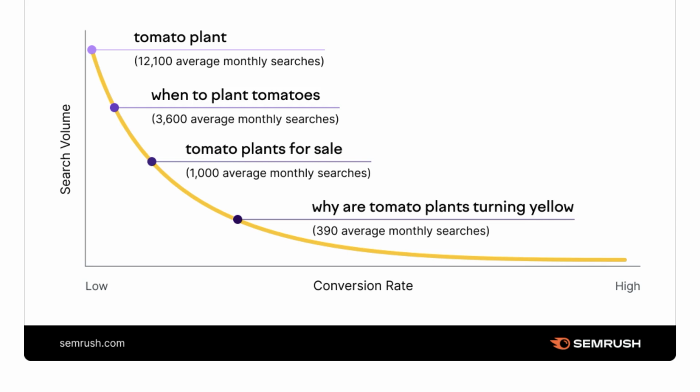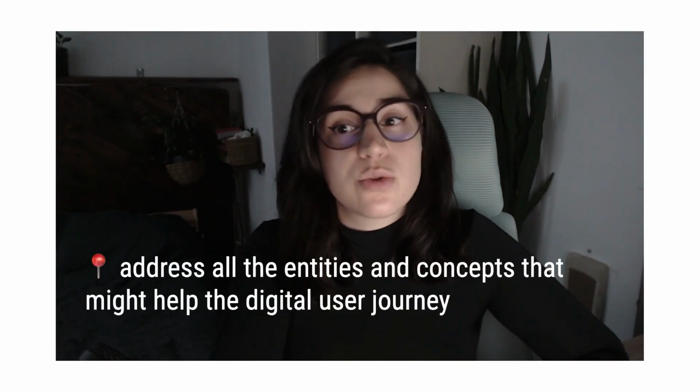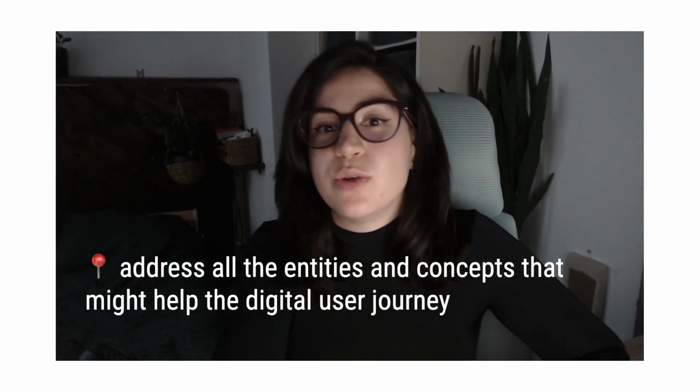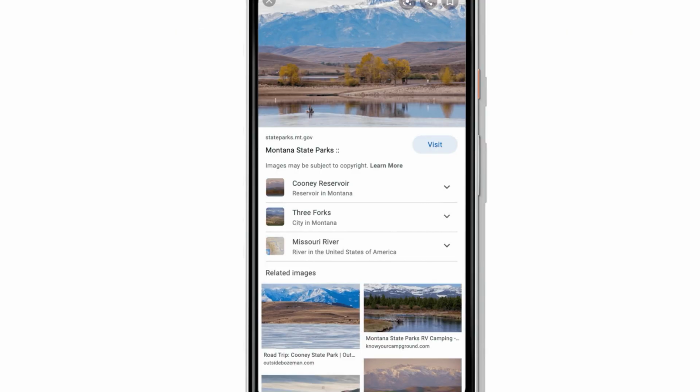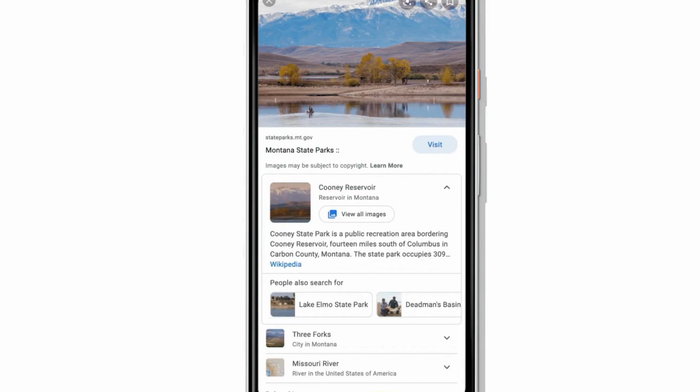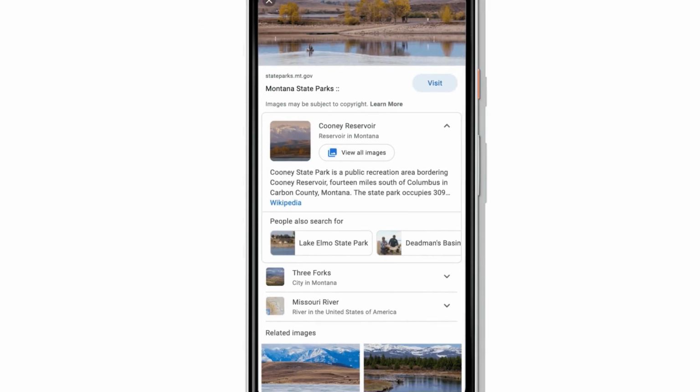As a small business owner, you might find greater success targeting longer niche keywords instead of competing for short, ambiguous queries with search volumes in the hundreds of thousands. Another tactic that you can use is to address all the entities and concepts that might help the digital user journey. In addition to researching keywords and topics to center your content around, you should also try to explain the entities that make up the subject matter and the relationships between them. These are important as they often are used by audiences to make purchase decisions.